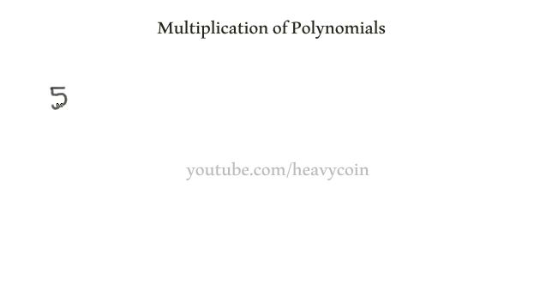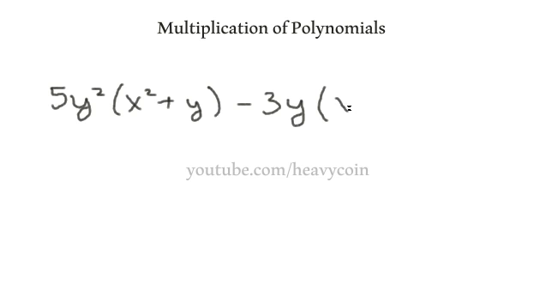Okay, how about we have 5y squared times x squared plus y minus 3y times x minus y. Alright, a little bit longer one here. So I'm going to distribute this 5y squared, multiply it by x squared. So there's really nothing we can do with that other than just rewrite.